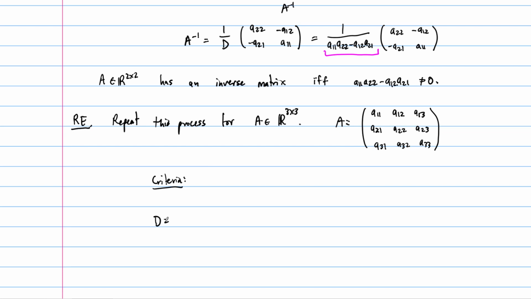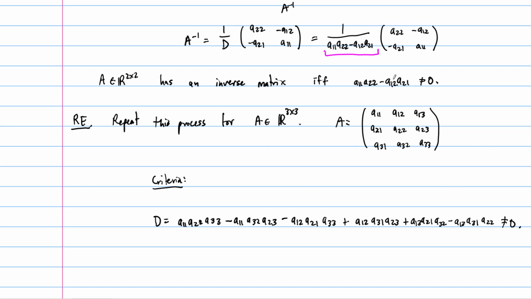So this number D will equal A11 A22 A33, it's got 6 components, minus A11 A32 A23, minus, again, it depends on how you write this and what order you get them in, but you'll have an equivalent statement here. So the next term will be something like minus A12 A21 A33, then plus A12 A31 A23, and plus A13 A21 A32, and finally minus A13 A31 A22, and the criteria will be that this number D cannot be 0.